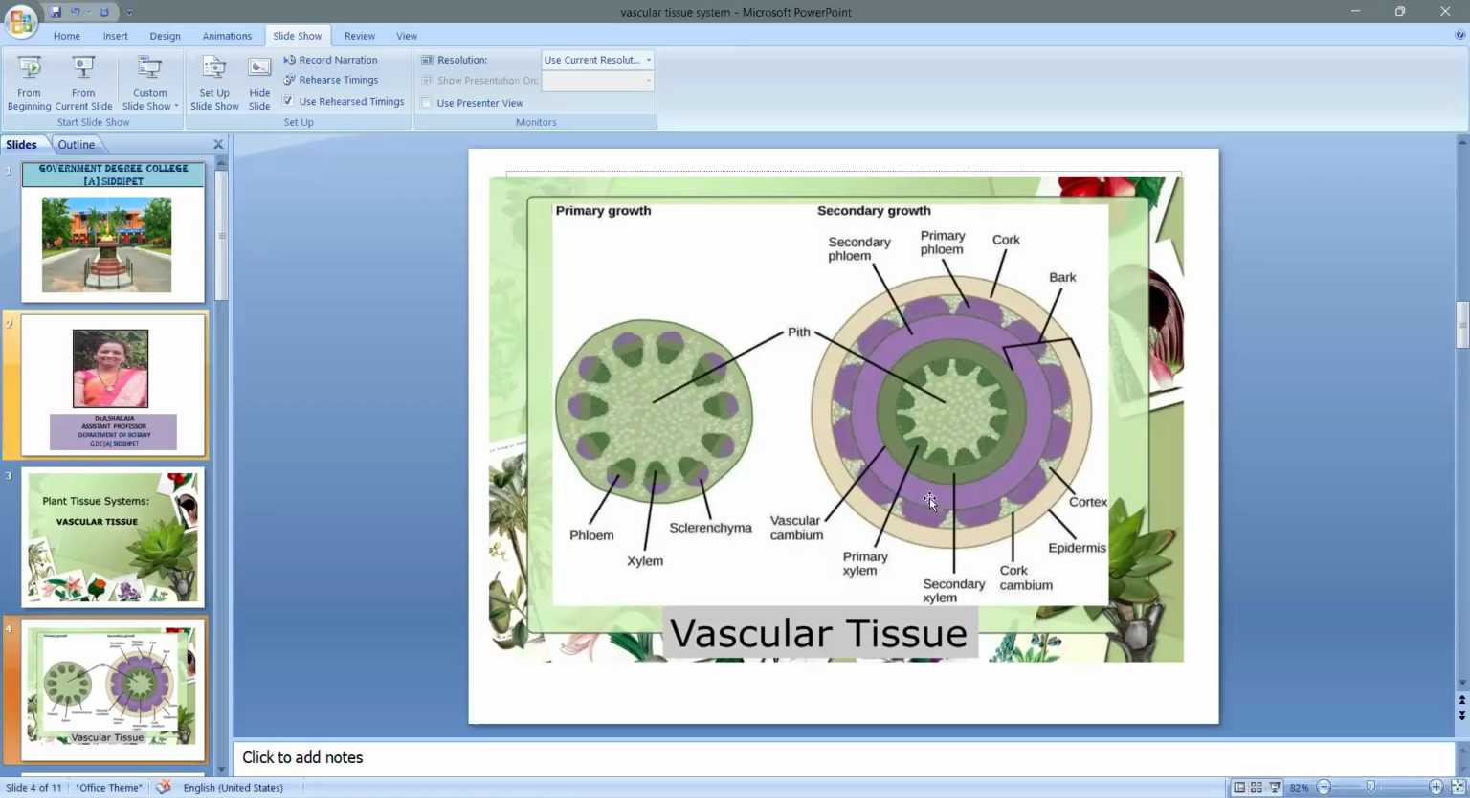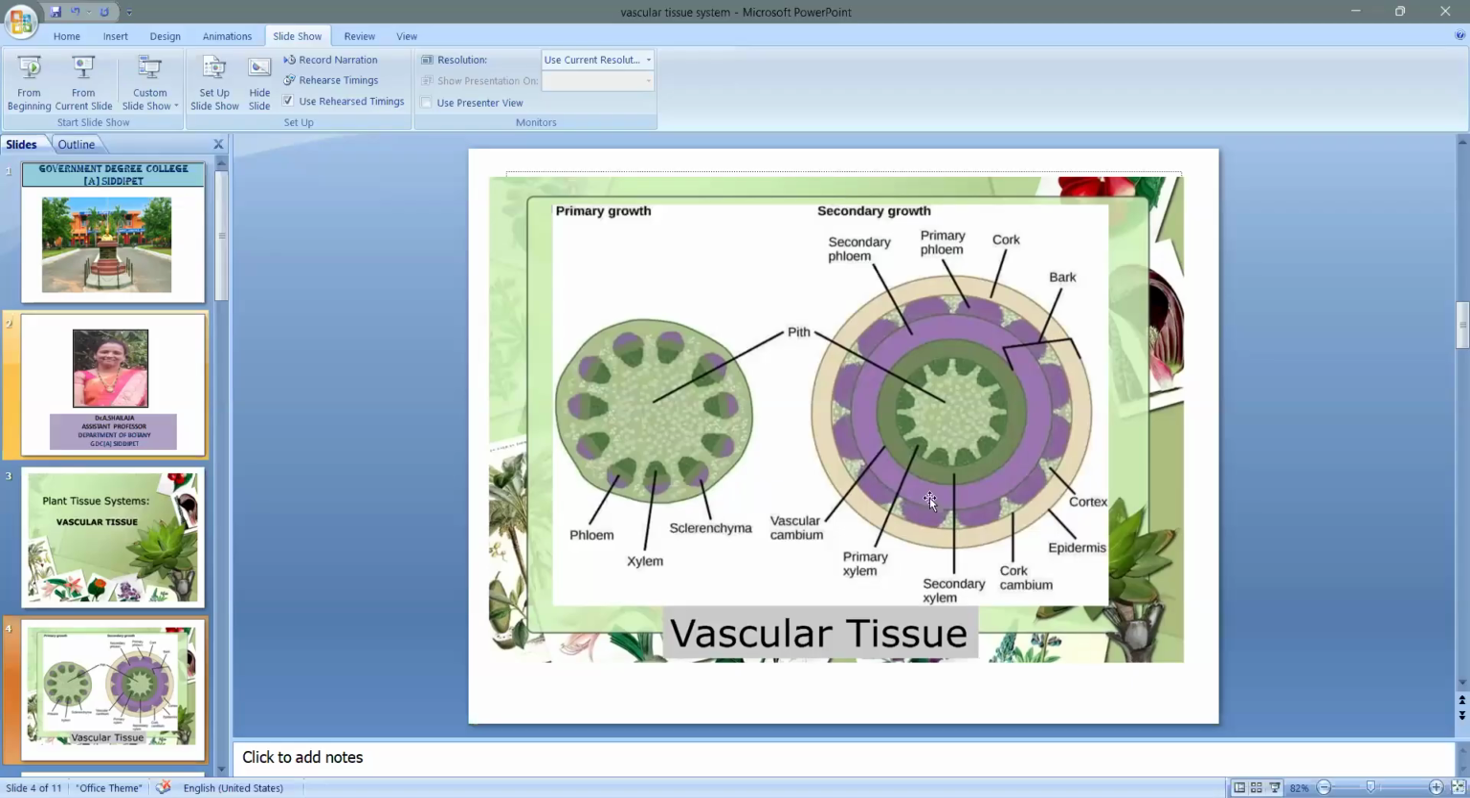So vascular bundles may also occur in the cortex of some stems. Such vascular bundles are known as cortical bundles. So in some plants, we observe that these bundles may also occur in the cortex region, present in the cortex. Such vascular bundles are known as cortical bundles.